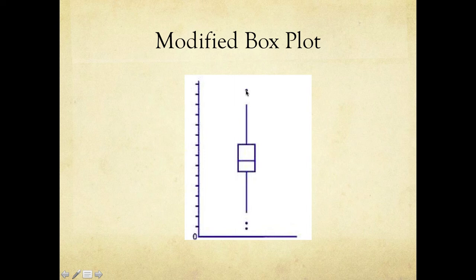And if you have numbers that are above that line in the sand, you would represent those using a dot, using a point. If you have numbers that are below your lower line in the sand, you would represent those using a point.